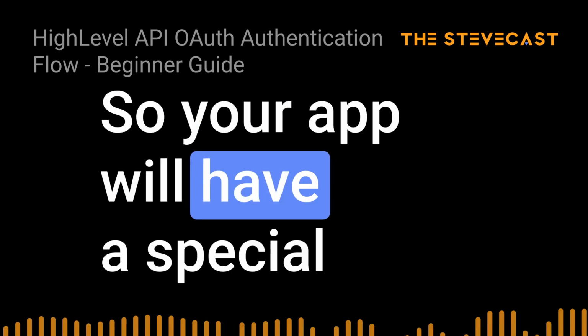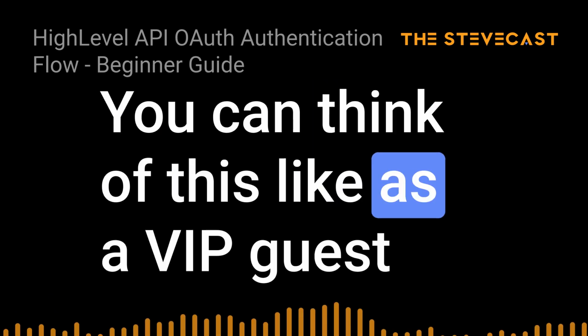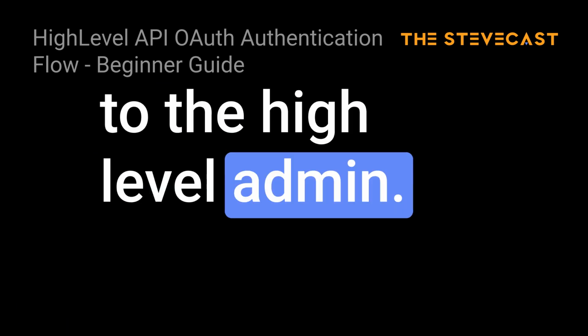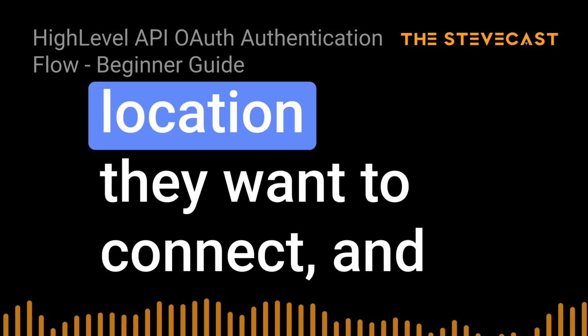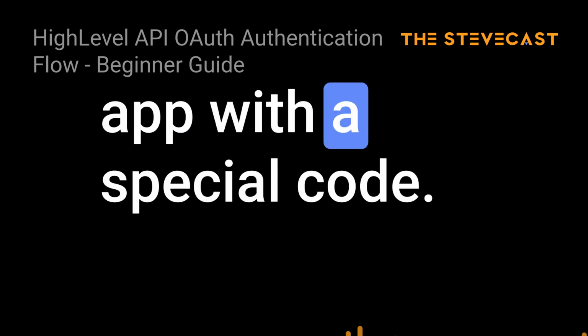So your app will have a special authorization page URL. You can think of this like a VIP guest list, and you need to give this URL to the HighLevel admin. They'll visit that page, choose the location they want to connect, and HighLevel will redirect them back to your app with a special code.